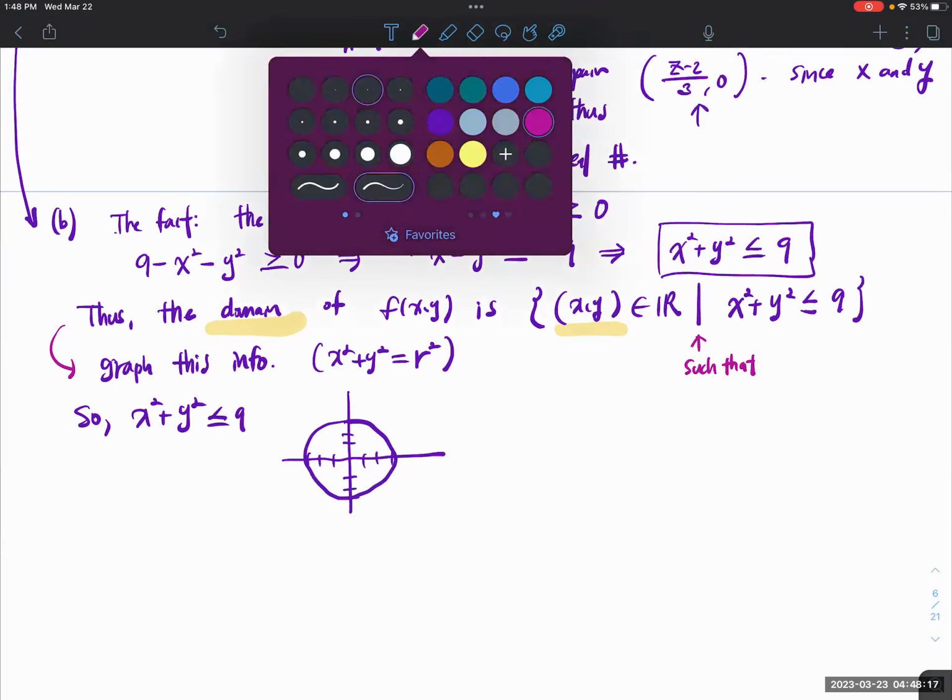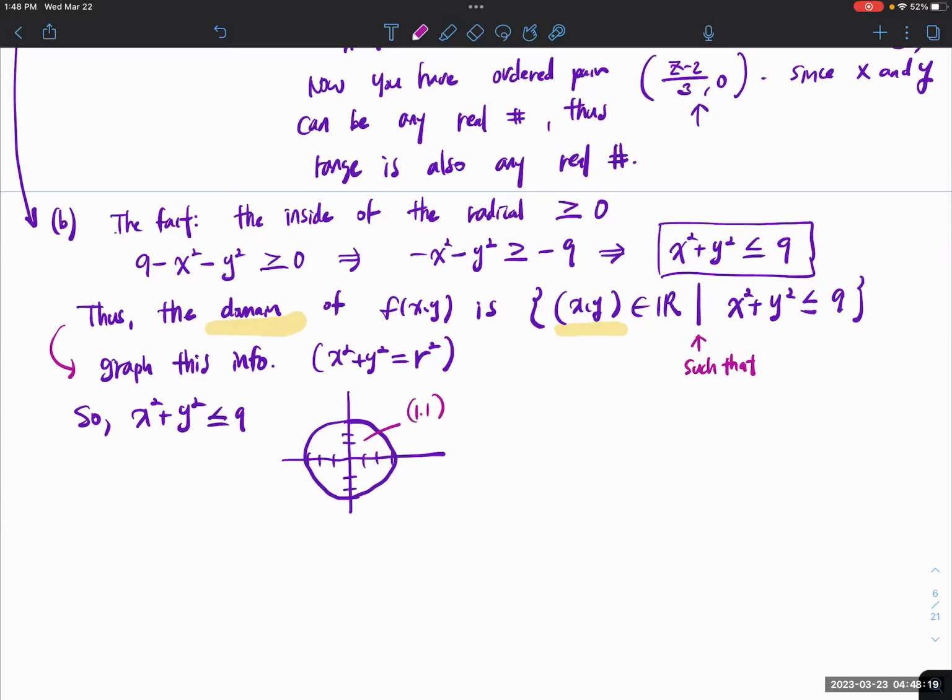And then you can have any coordinate point. Where's your domain? You can have 1, 1. It could be one of the domain points. Here, you can have 2, 2. Here, you can have -1, -1. You have many possible coordinate points inside of this circle because it's less than or equal to. So these are all the domain. That's what I'm saying. Okay, so we found the domain.